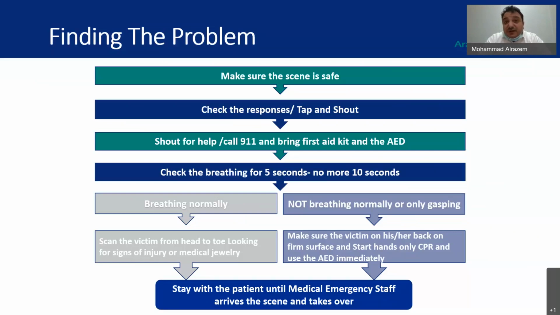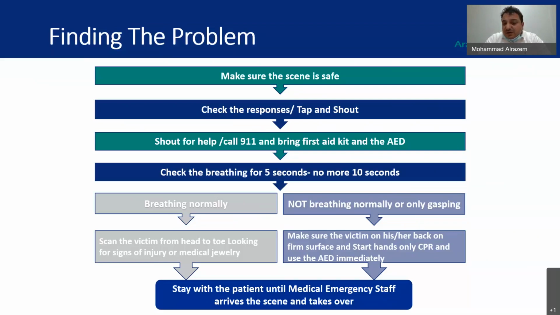If you shout for help and nobody answers, you need to do it by yourself. You need to put the phone on speaker, call 911, and start to report. And never hang up until the dispatcher tells you, okay, we have received your report. So this is the way an early call makes the difference.